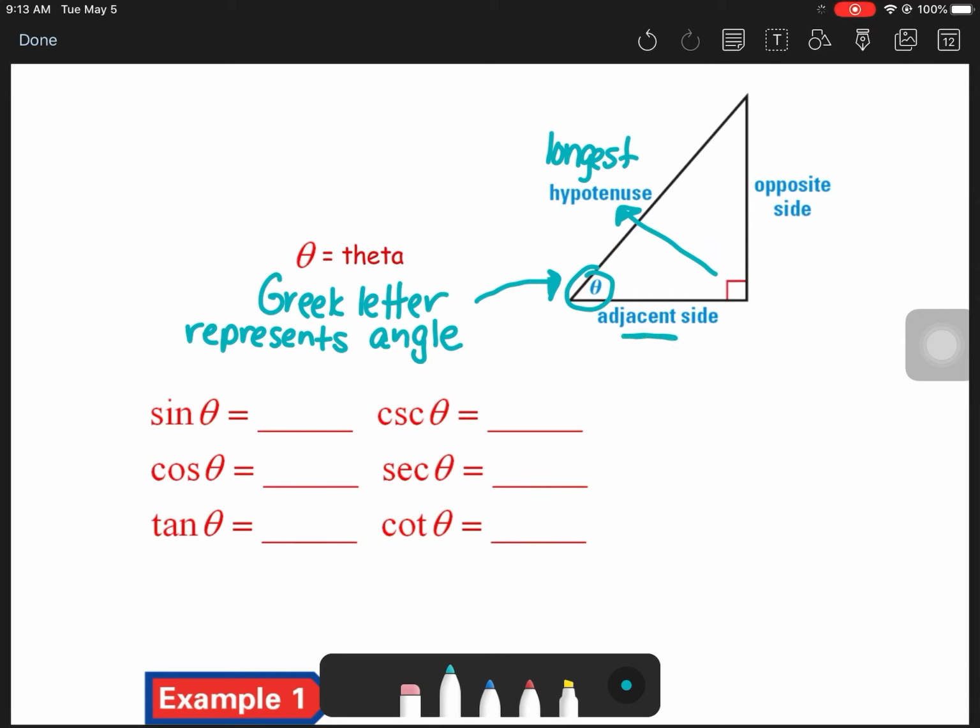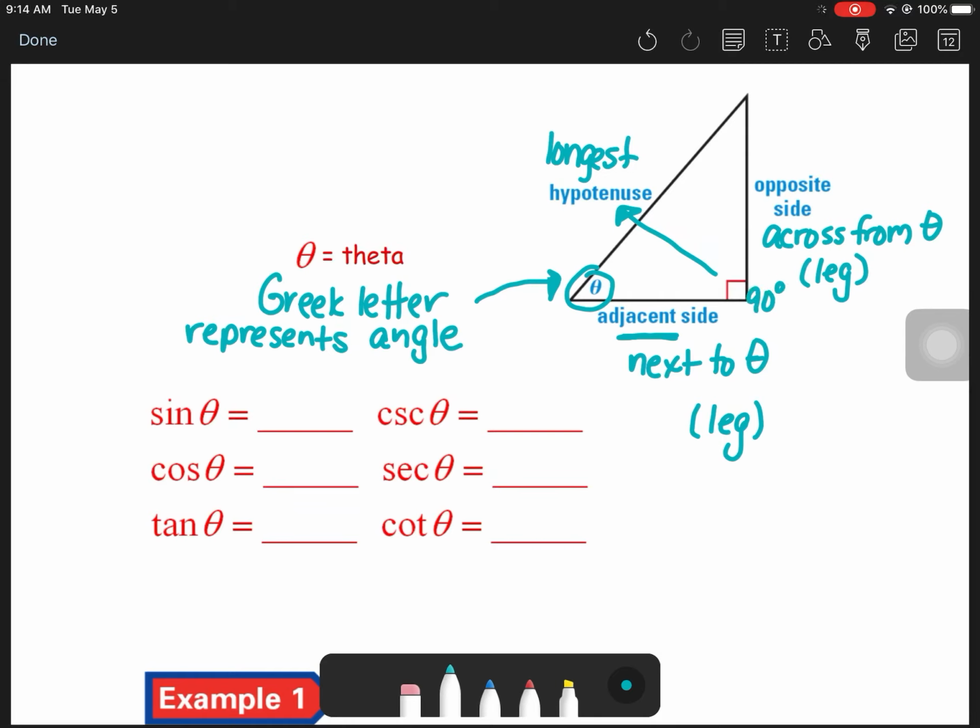Adjacent means that this side is right next to our theta, our angle that we're talking about. It's also called one of the legs of the right triangle. And then our opposite side is directly across from our theta. It's also a leg of our right triangle. And remember that this is our 90-degree angle.